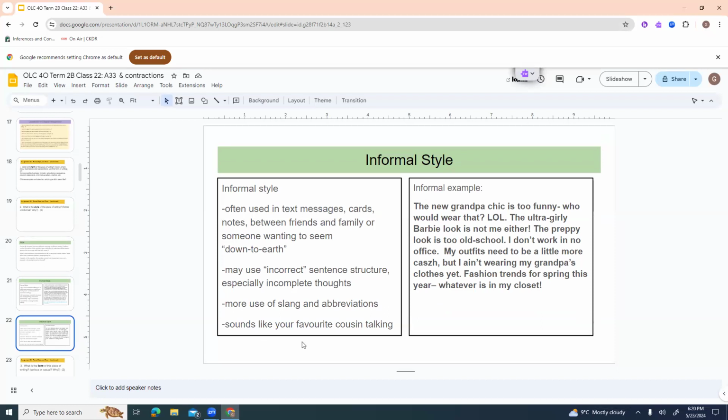The new grandpa chic is so funny. Who would wear that? LOL. The ultra girly Barbie look is not me either. The preppy look is too old school. I don't work in no office. My outfits need to be a little more cash, but I ain't wearing my grandpa's clothes yet. Fashion trends for spring this year? Whatever's in my closet.